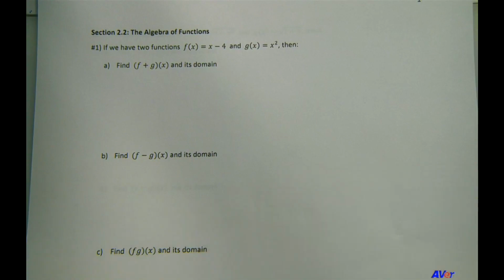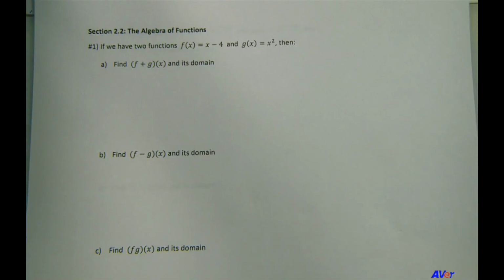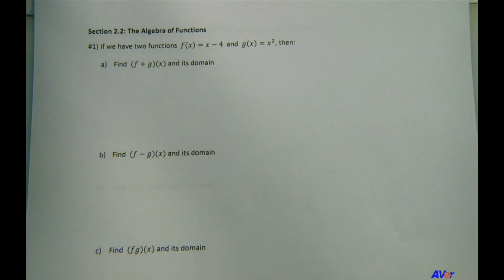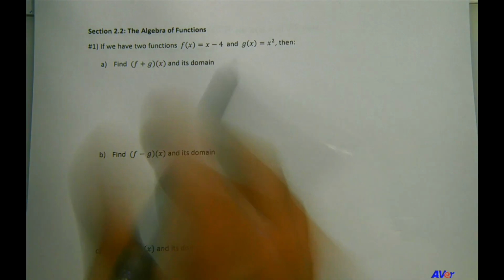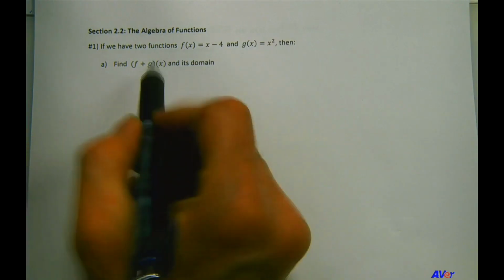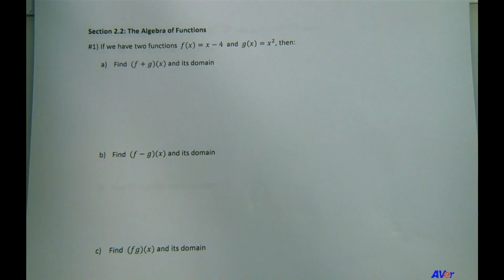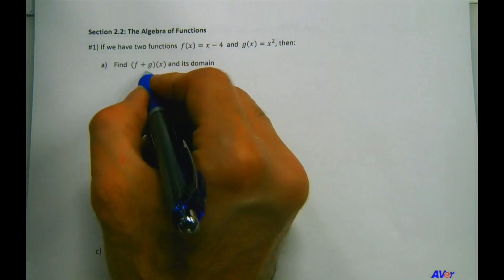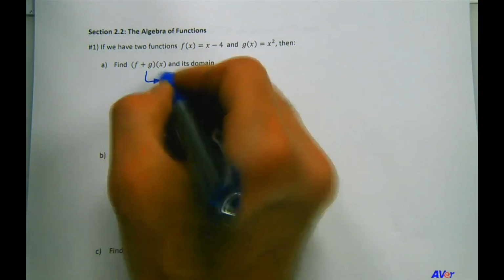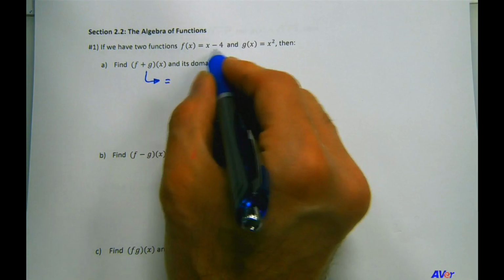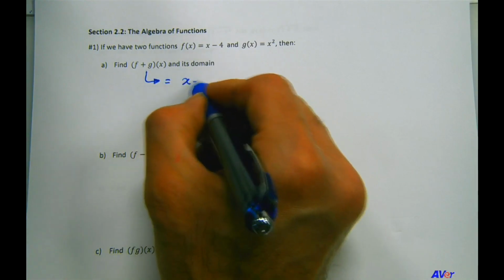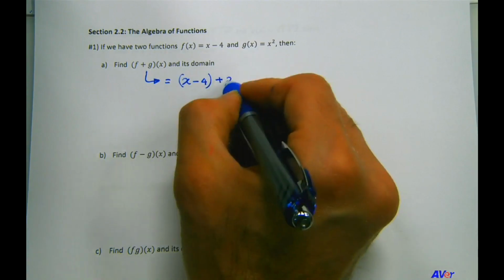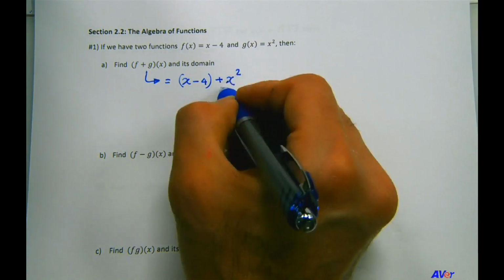let's begin by jumping right to an example. If we have two functions as shown, f of x equals x minus 4 and g of x equals x squared, then when we add them, this question is saying add those two functions and then give its domain. Okay, so f plus g of x is equal to the function f, right? The function f plus the function g, which is x squared.